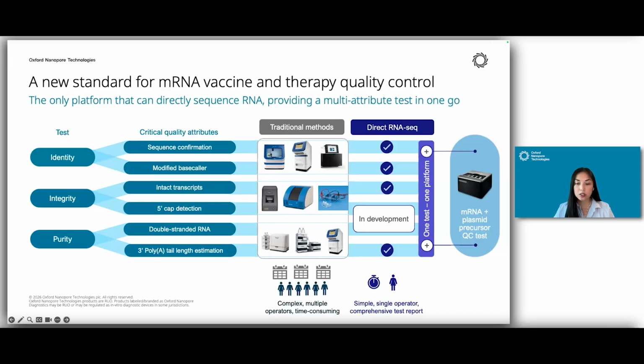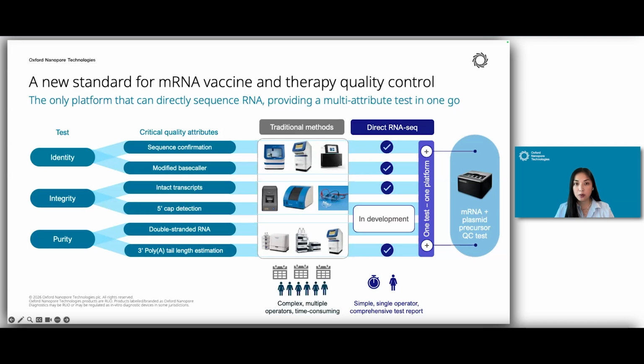Most critically here, we're talking about the use of our N1 methylpseudouridine base caller, which can capture that modification that's become incredibly critical in RNA therapeutics. For integrity, we can look at intact transcripts, and we do have 5' cap currently in development. On the purity end, we have double-stranded RNA in development, but we do have now the capacity to look at your poly-A tail length estimation.